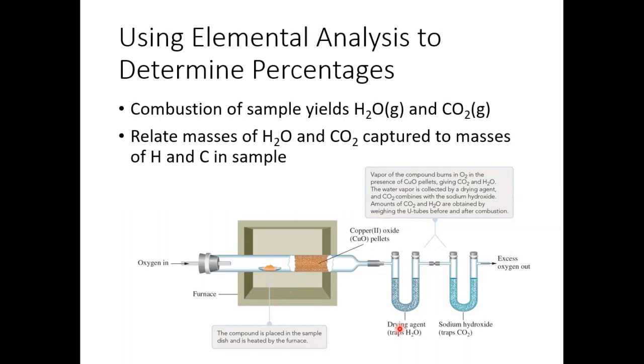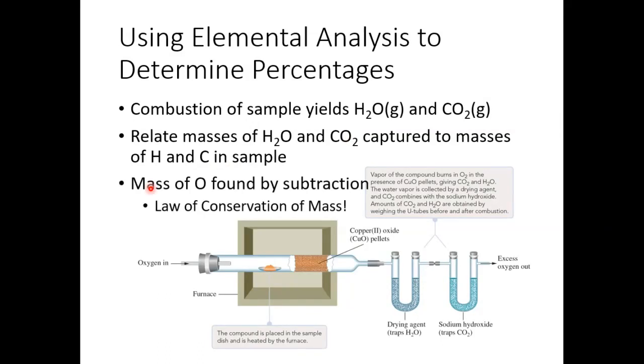So like I said, we're going to relate the mass of hydrogen that we had in the compound to begin with to the mass of water that we collected, and the mass of carbon in the sample to the mass of CO2 that we ended with, sorry. And then if your compound also has oxygen in it, we'll find the amount of oxygen through subtraction, okay?